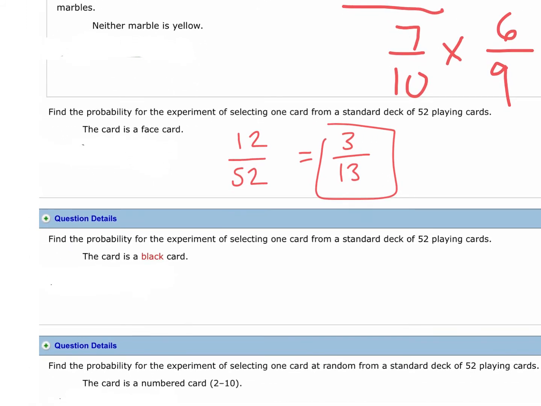Next one, find the probability for the experiment of selecting 1 card from a standard deck of 52 playing cards. The card is a black card. So we have 52 cards total. We want a black card. How many black cards do we have in the deck? 26. We can simplify this to 1/2.